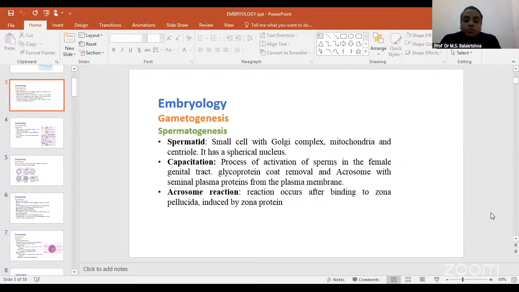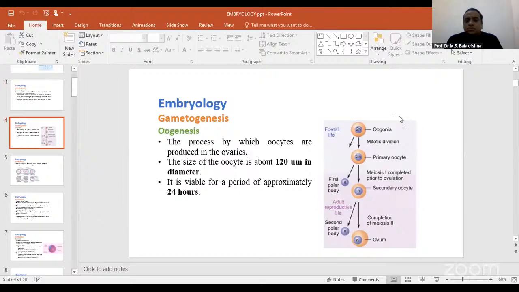Next is the acrosome reaction. This is a reaction that occurs after binding to the zona pellucida and is induced by zona protein. This is the later stage of development. Now what is oogenesis? These are all definitions and terms. It looks very easy when you read it by definition, but later on it can become a little complicated if you don't know the exact terminology. But this is the chapter you have studied from your school days, so there should not be any problem.